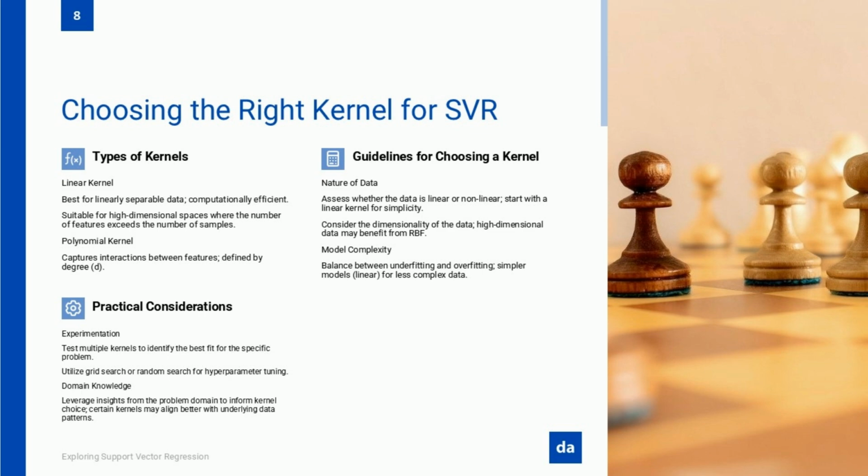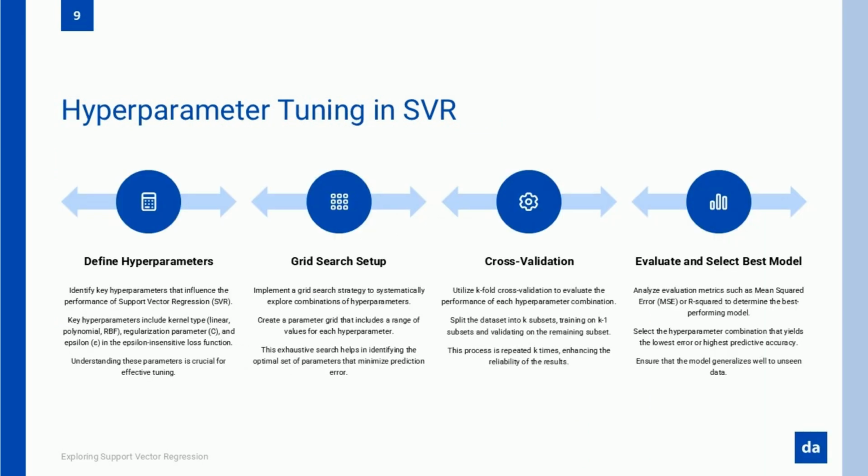Let's find out next. Fine-tuning an SVR model is like adjusting the settings on a high-performance machine. Every small tweak can make a significant difference. To get the best possible predictions, we need to carefully optimize the hyperparameters that control how the model behaves. The three most important parameters in support vector regression are C, epsilon, and gamma, and finding the right combination is the key to balancing precision and generalization.